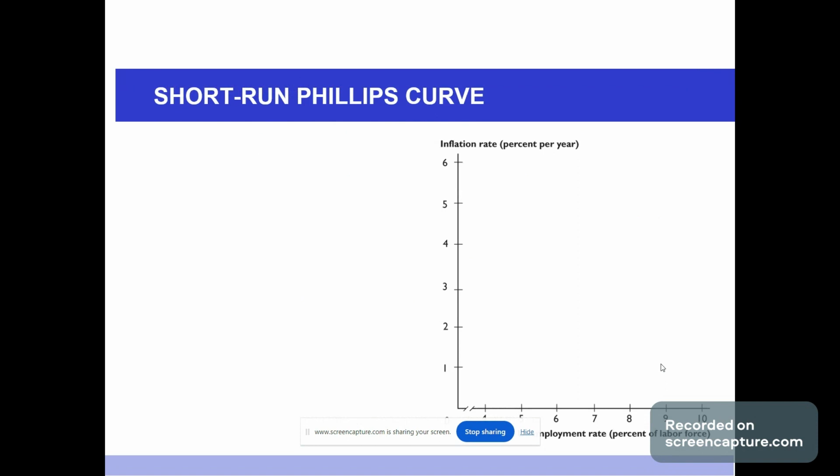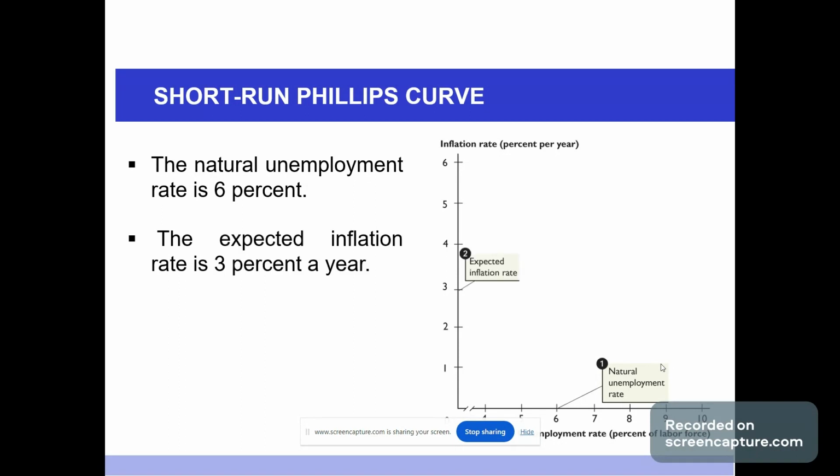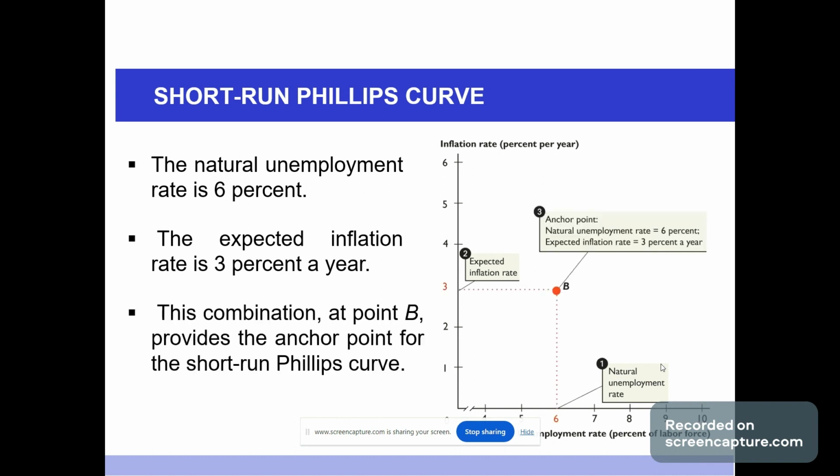Here we can see that on the y-axis, I have kept the inflation rate, and on the x-axis, the unemployment rate, assuming that the natural rate of unemployment is around 6%. On this basis of unemployment, the inflation rate is going to be around 3%. If you combine both, we find point B, where both are in equilibrium.